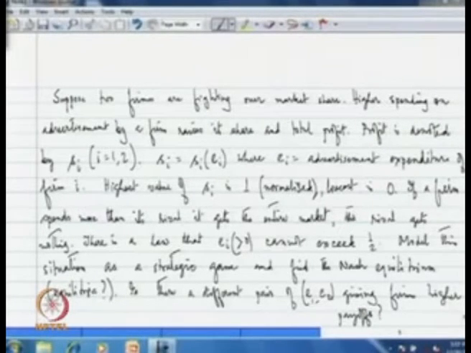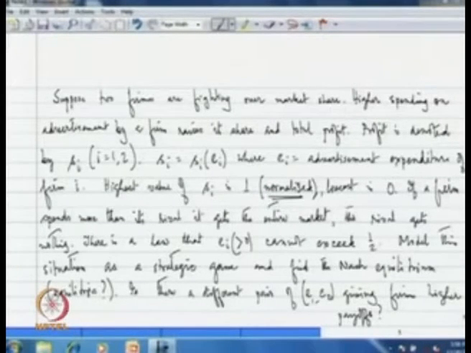So, this is the question. Suppose two firms are fighting over market share. Higher spending on advertisement by a firm raises its share and total profit. Total profit is denoted by Si. Si is a function of Ei, where Ei is the advertisement expenditure by firm i. Highest value of Si is 1. So, this is a normalized value, lowest is 0. So, S varies between 0 and 1.